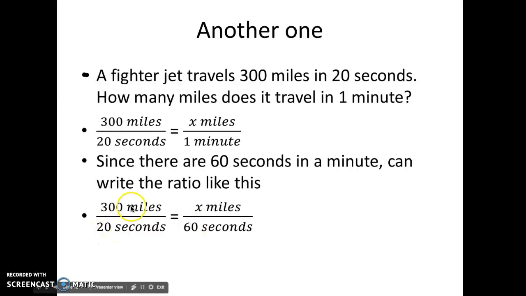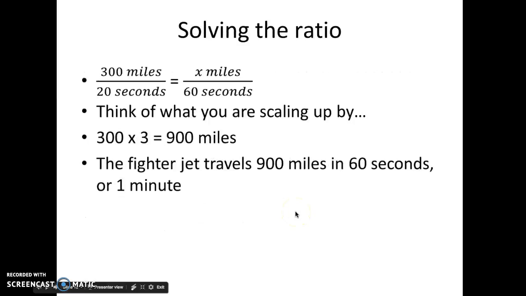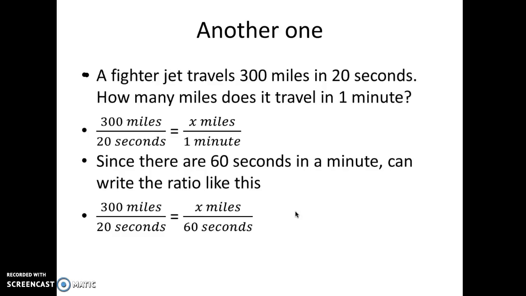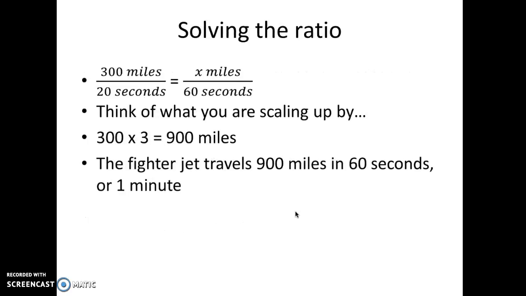So I could think about this as 300 miles over 1/3 minutes, or I could think about, well, I need to get this to be 60 seconds. I'm scaling up by 3, so I can multiply 300 miles by 3. So the fighter jet travels 900 miles in 60 seconds, or 1 minute, right? Which is reasonable because if in 20 seconds it travels 300 miles, in 60 seconds it'll be able to travel 3 times as much.